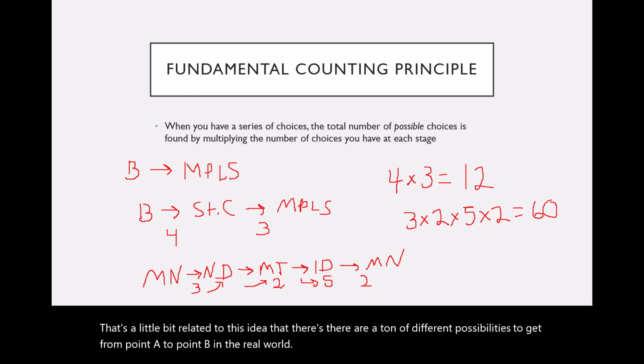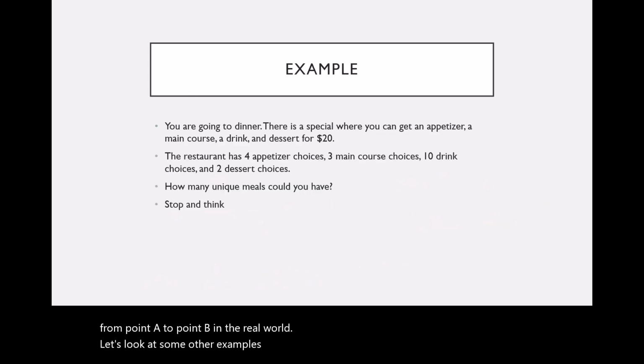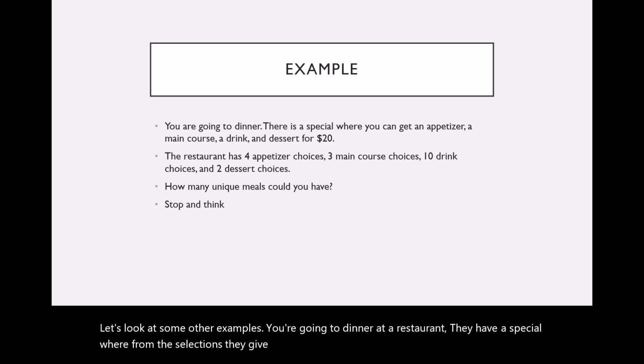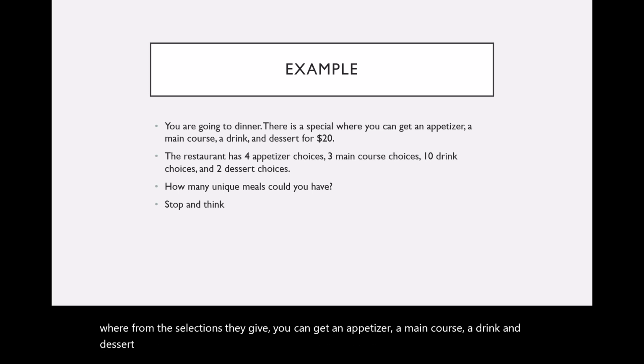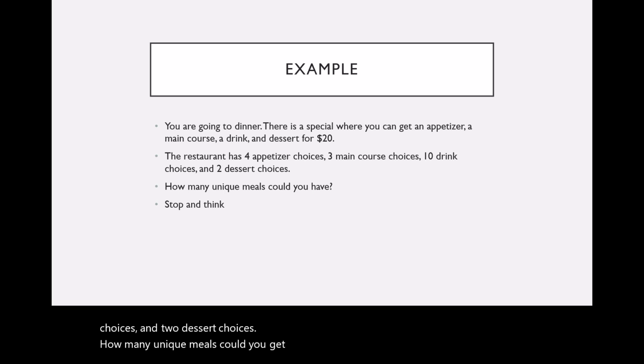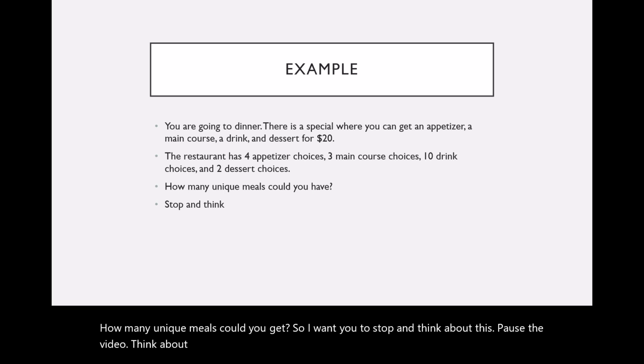Let's look at some other examples. You're going to dinner at a restaurant. They have a special where from the selections they give you, you can get an appetizer, a main course, a drink, and dessert for $20. The restaurant has 4 app choices, 3 main course choices, 10 drink choices, and 2 dessert choices. How many unique meals could you get? So I want you to stop and think about this, pause the video, think about how many unique meals could I have at this restaurant?